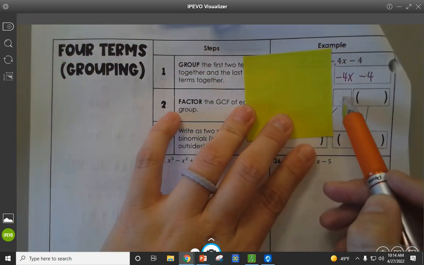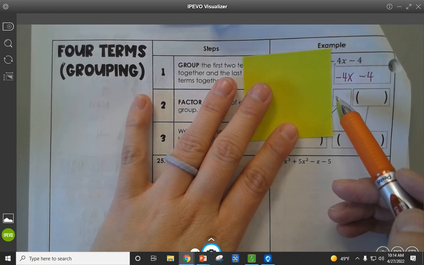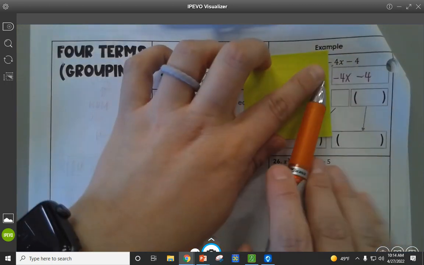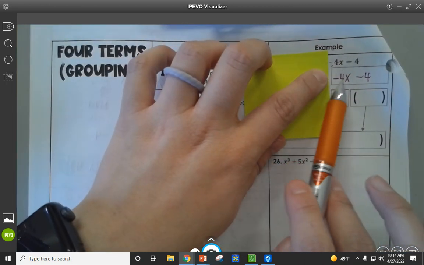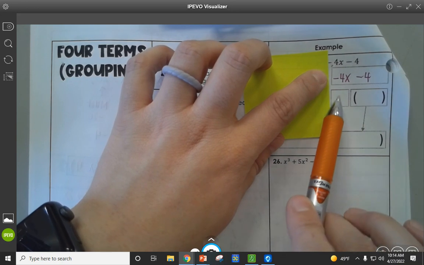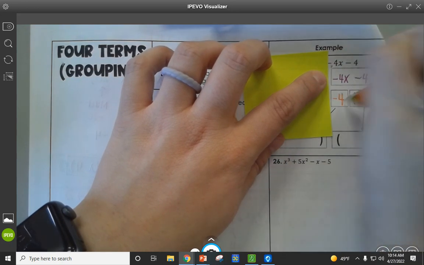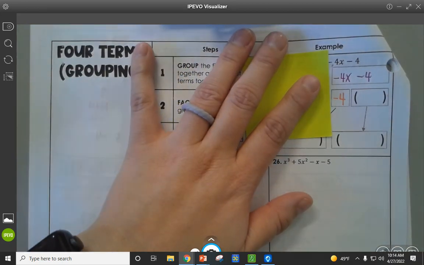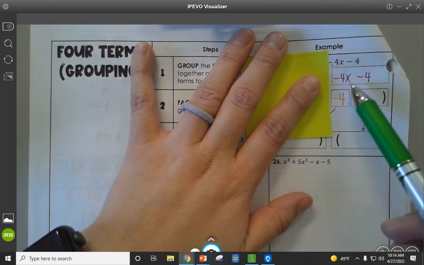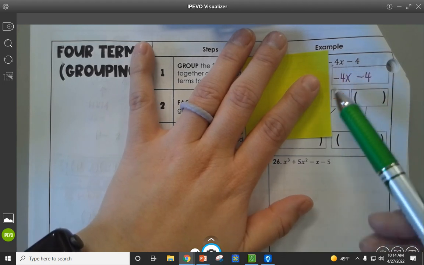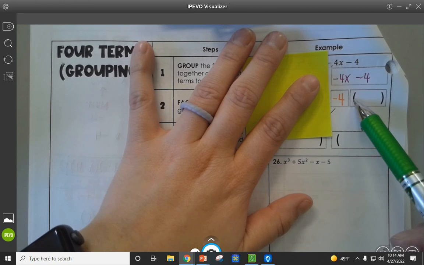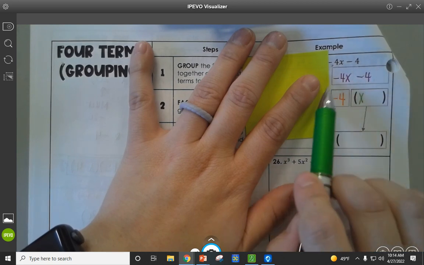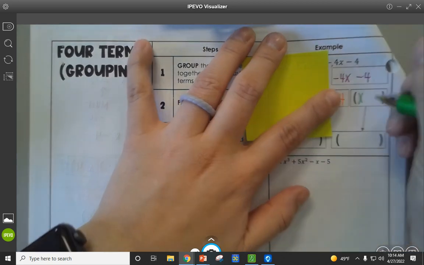What is the GCF of this side? It has to be negative 4. Look at your first term. If your first term is negative, your GCF has to be negative. If you don't do that, it won't work out correctly. So when you divide negative 4x by negative 4, what's left? 1x, or just x. What is negative 4 divided by negative 4? 1, so plus 1.